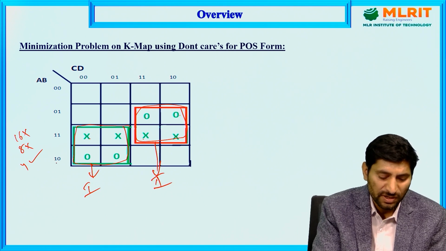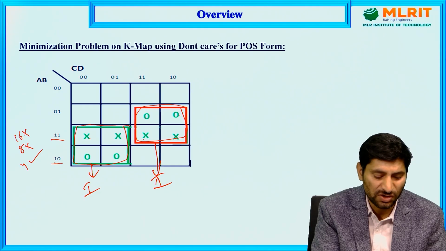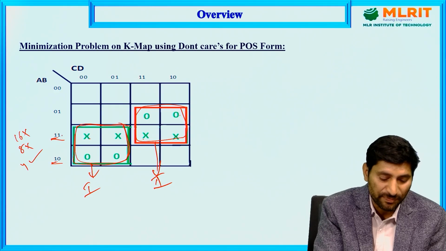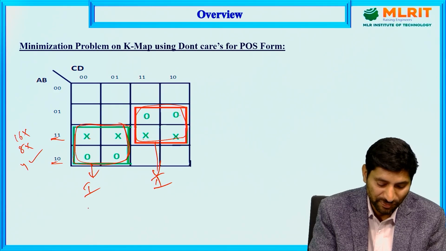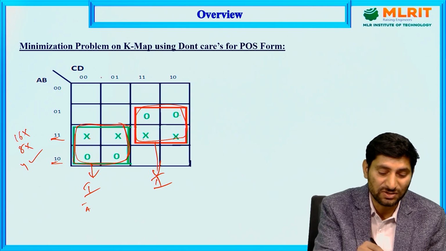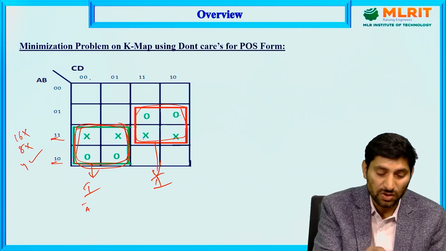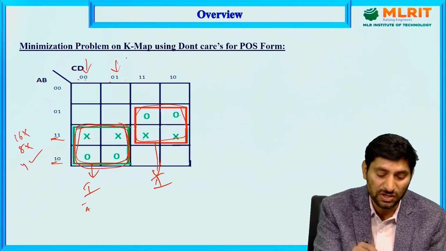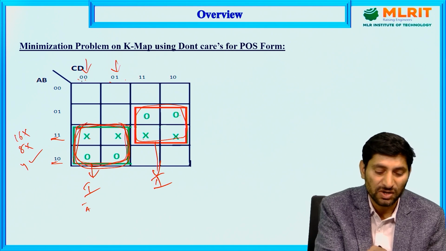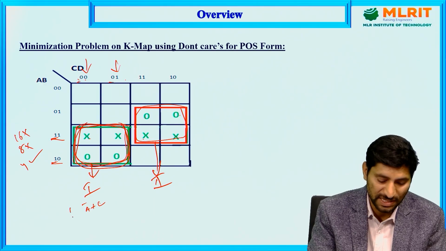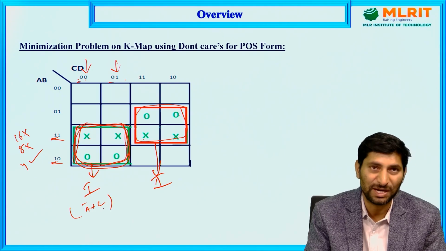From the first group, we see horizontally 1, 1, 1, 0 will represent this entire group. From this, 1 is common. So 1 means I can write A bar. At the same time, I have to see vertically also for this group. So 0, 0, 0, 1 will represent this first group vertically. So what is common in this one? This 0 is the common. So 0 means I can write C. I need to add it, plus C. So from the first group I got A bar plus C.